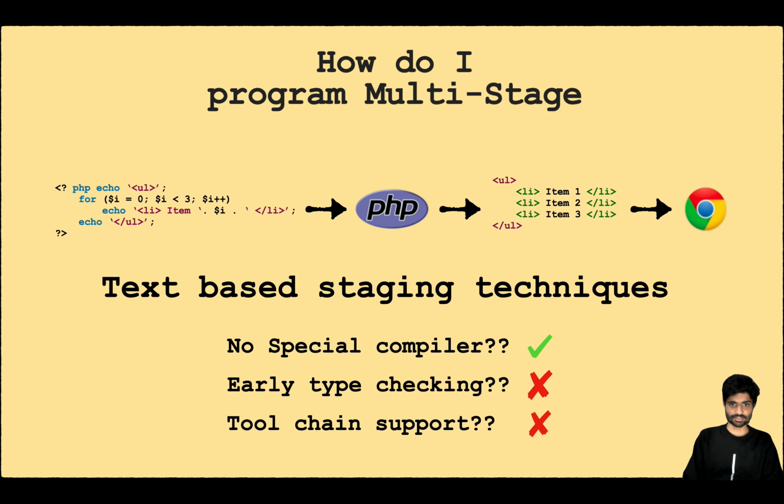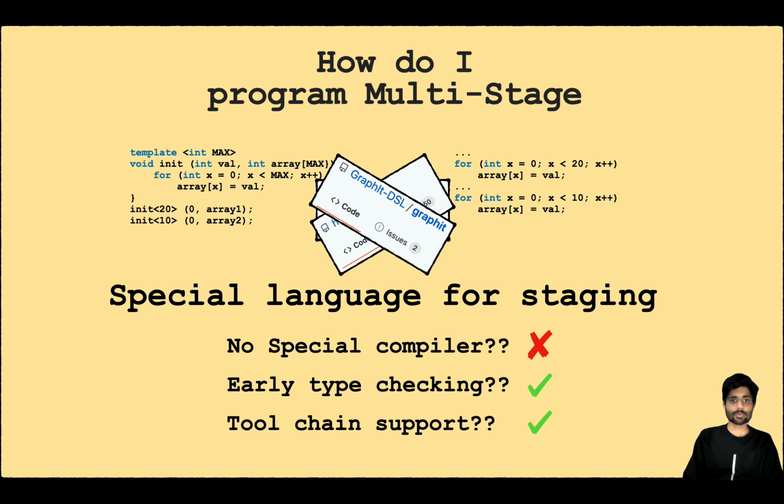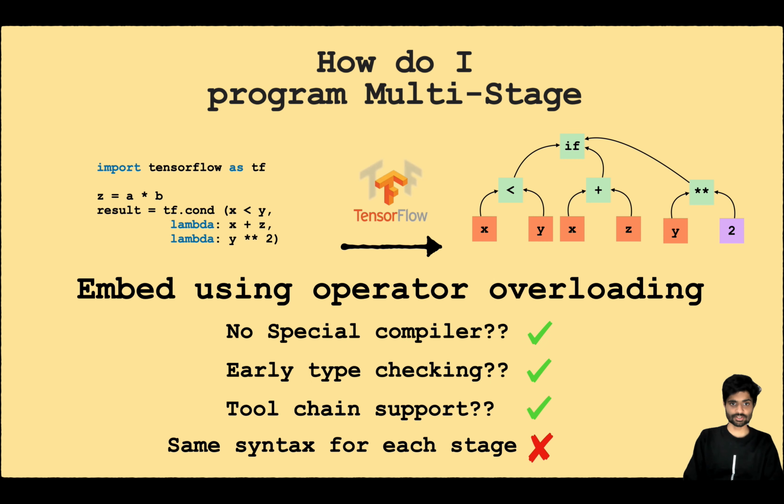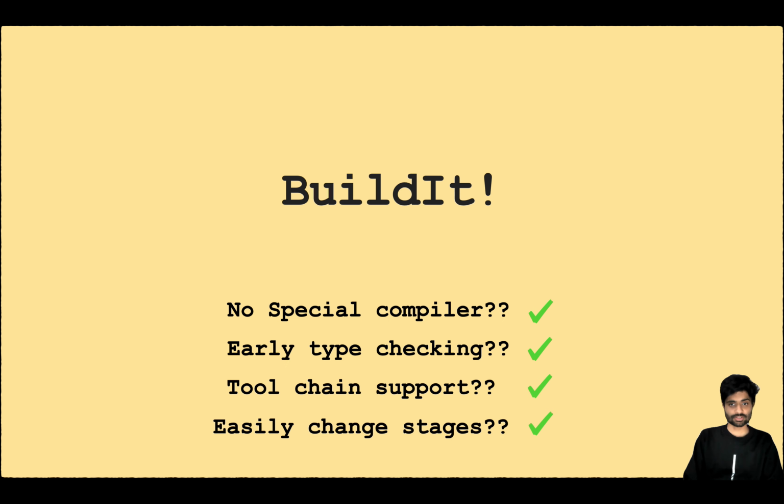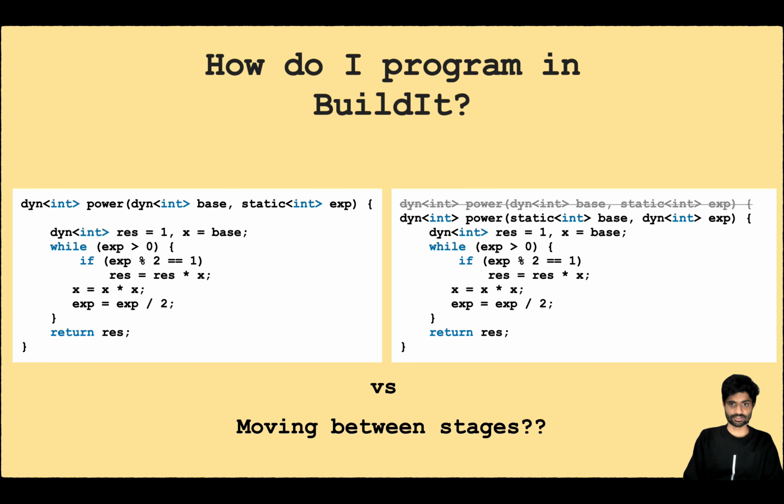The implication of this is that, unlike other approaches to multistaging that lack toolchain support, or require a specialized compiler, or use a completely different syntax for each stage, making it harder to move between stages, BuildIt uses a standard compiler, provides all toolchain support, and lets the developer move between two stages with minimum changes.